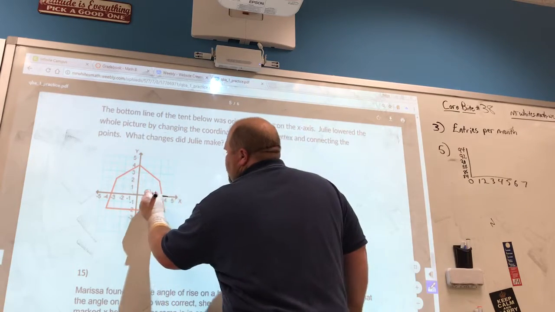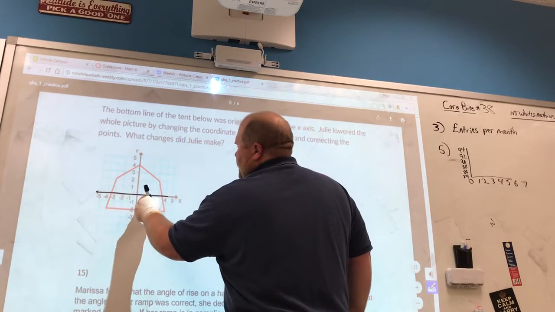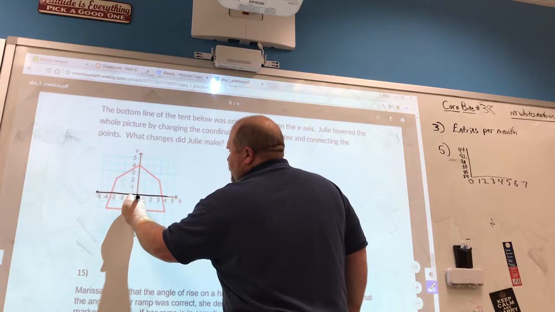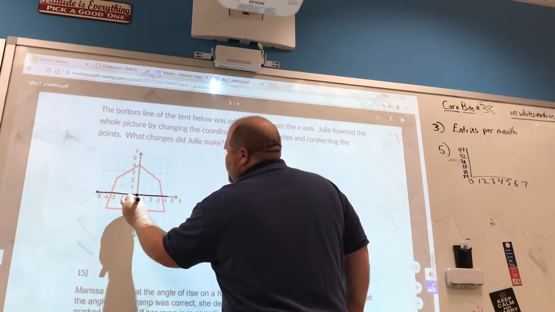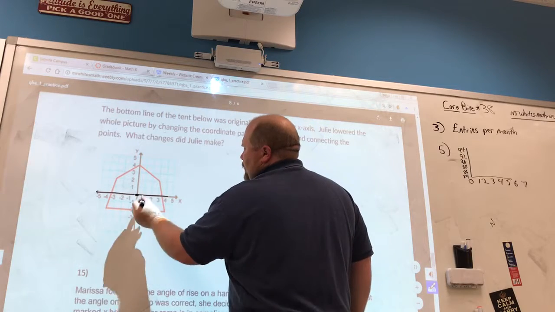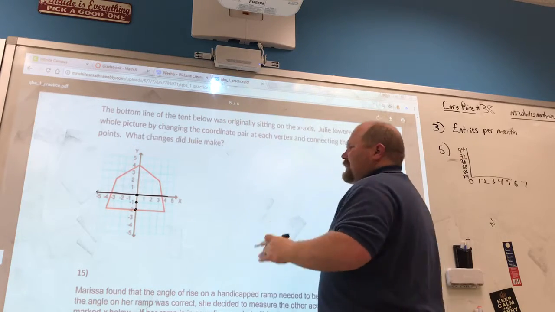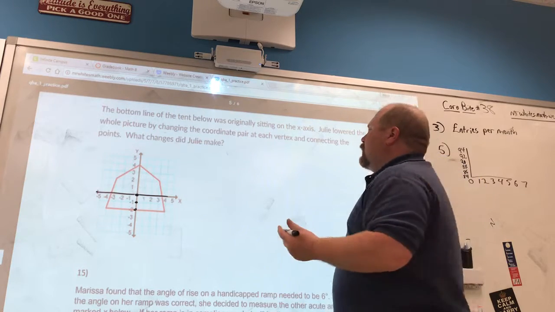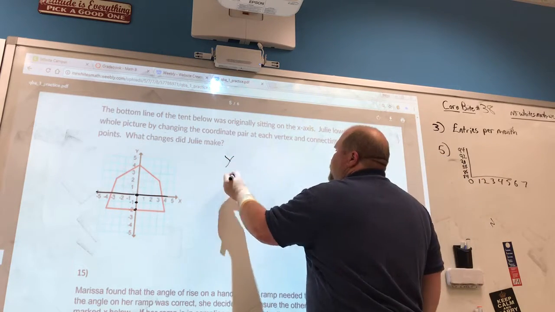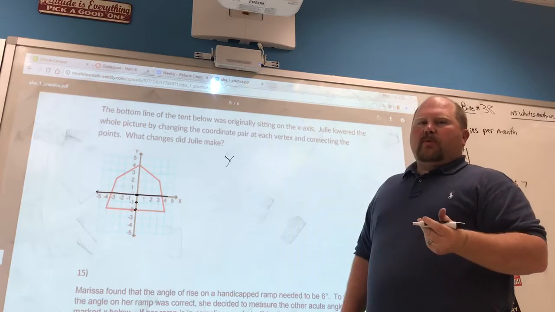So originally, the bottom of the red was right here. We've noticed it's gone down 1, 2. So it's gone down 2 points from its original location. Just marking that as 2 points, 1, 2. So how do we get the entire image, every single point, to shift down 2 points? Well, that means it's going to be something to do with the y value of each point.